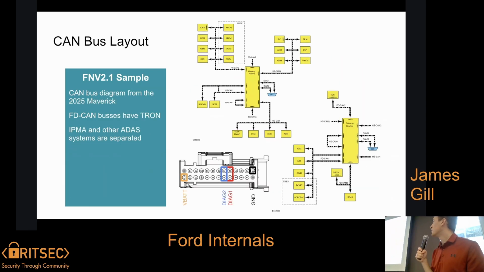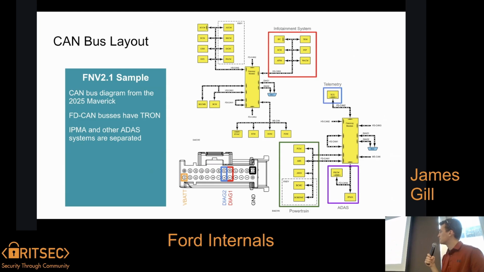Then we have this one, FNV 2.1. They split it out into two diagrams for some reason. But basically, it's the same thing, except there's more FDCAN buses. And this is when they introduced the message authentication, this revision specifically. Yeah, that's boxing up things.